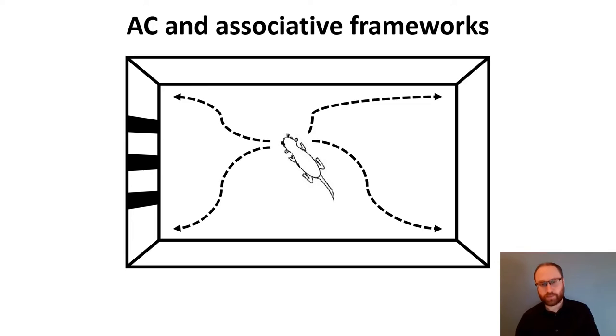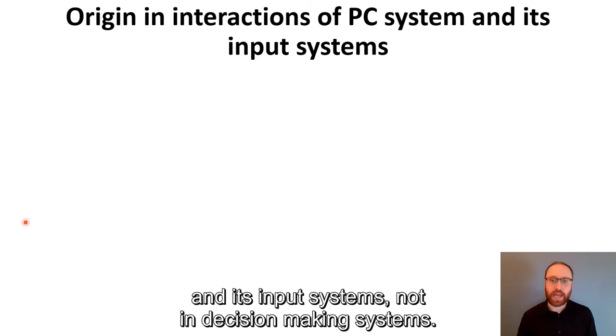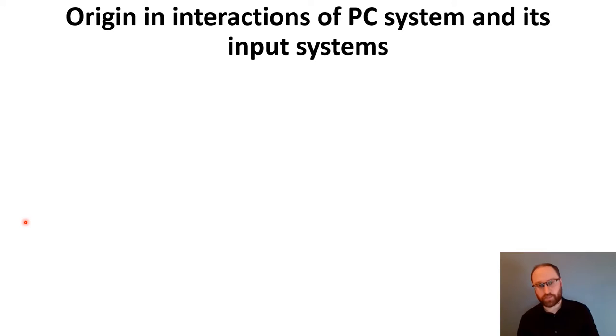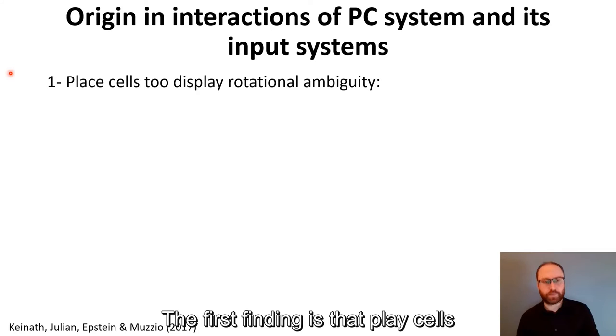So now I want to claim that the origin of rotational errors is in fact in the interactions between the place cell system and its input systems, not in decision-making systems. So I think there are two findings which support that claim, both from studies by Keinath et al. So the first finding is that place cells too display rotational ambiguity.